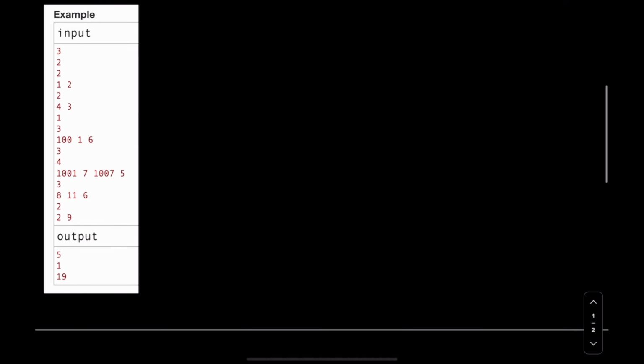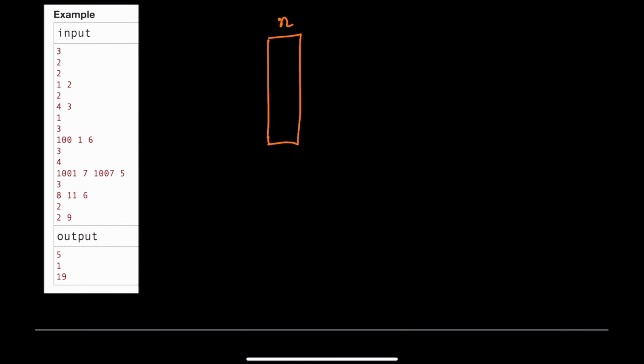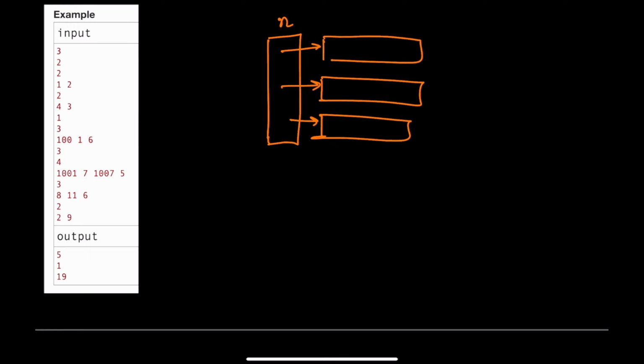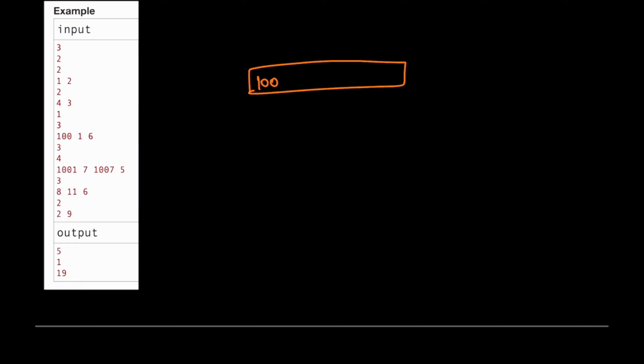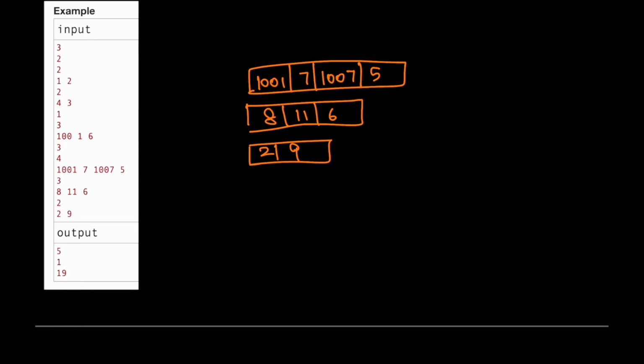So let's understand the question. We will have a list which will have n things, and each of these is a vector, that is, an array. The size of each of these would be greater than 2. Right. So let's take the third test case for understanding the problem. We are given 1001, 7, 1007 and 5 in the first array, 8, 11 and 6 in the second, and 2 and 9 in the third array.